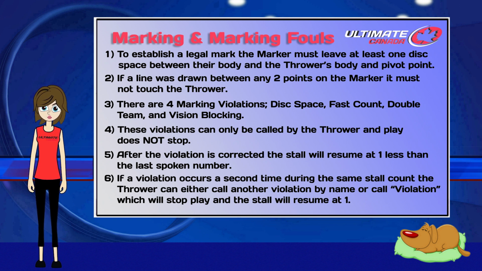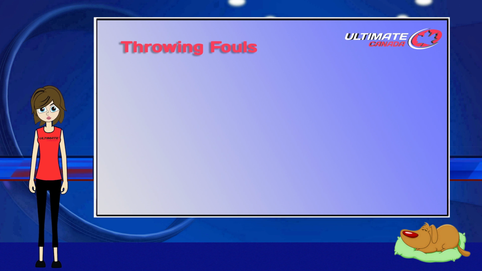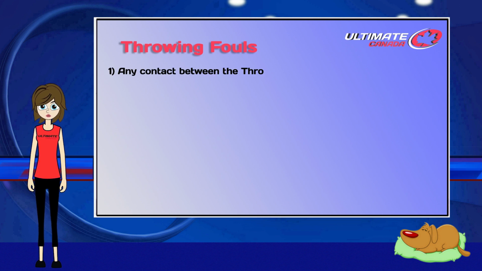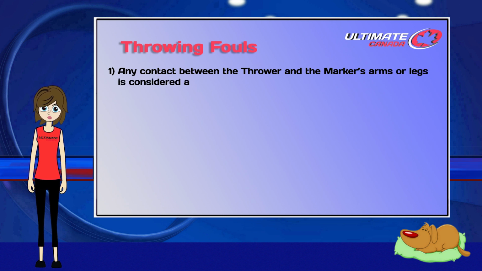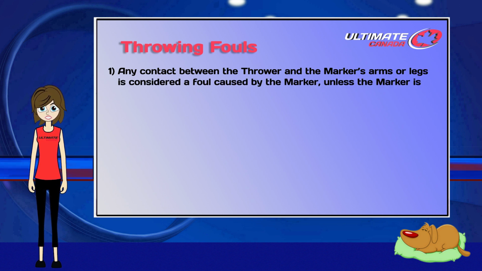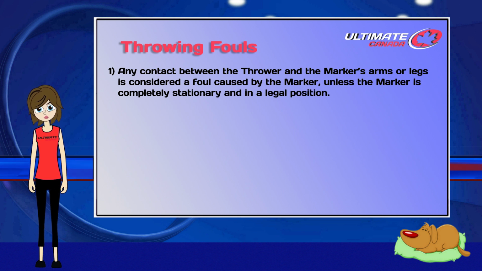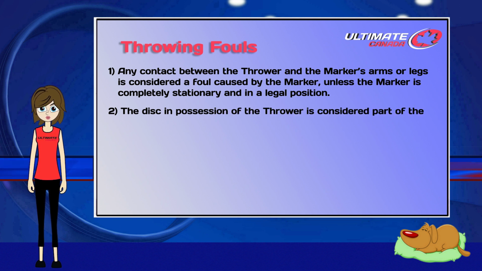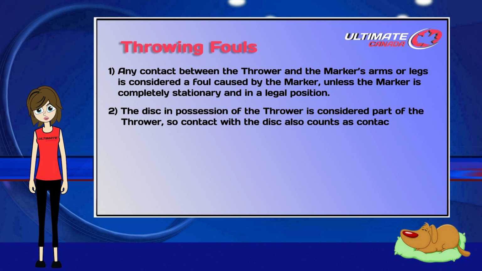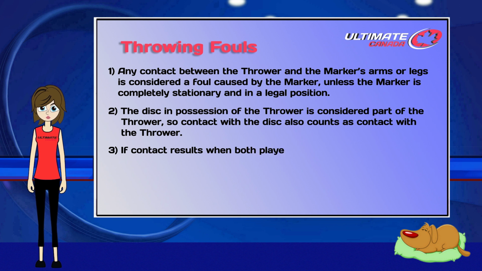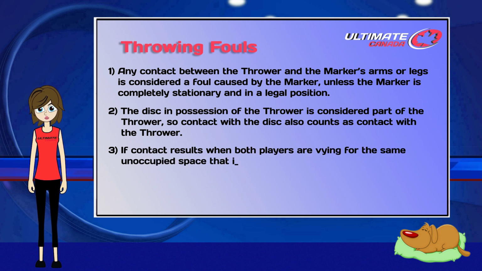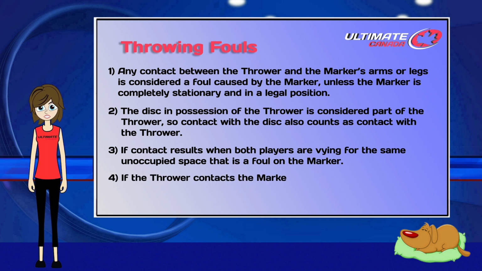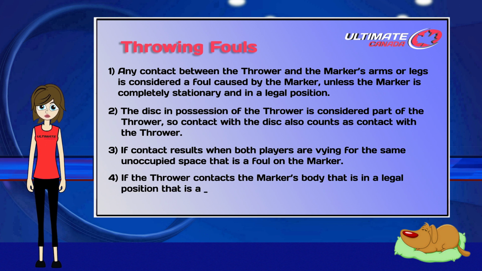Throwing fouls. 1. Any contact between the thrower and the marker's arms or legs is considered a foul caused by the marker, unless the marker is completely stationary and in a legal position. 2. The disc in possession of the thrower is considered part of the thrower, so contact with the disc also counts as contact with the thrower. 3. If contact results when both players are vying for the same unoccupied space, that is a foul on the marker. 4. If the thrower contacts the marker's body that is in a legal position, that is a foul on the thrower.